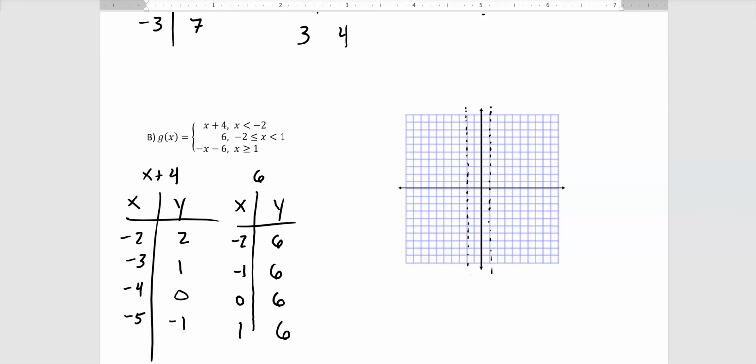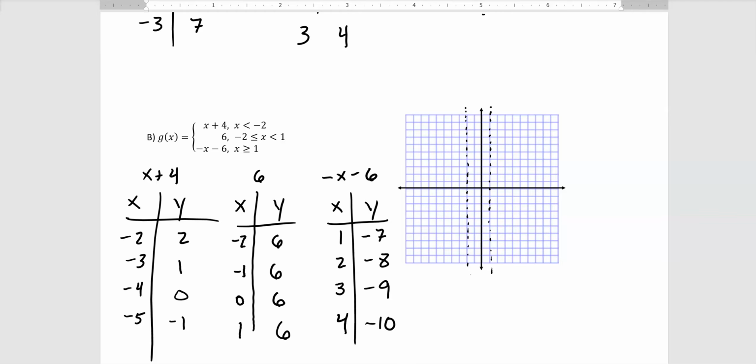And then we have -x minus 6. -x minus 6 when x is greater than or equal to 1. So I'll start with 1, and I'll go up from there. So -1 minus 6 would be -7. -2 minus 6 is -8. -3 minus 6 is -9. -4 minus 6, -10. There we go. All right, so let's plot these points.